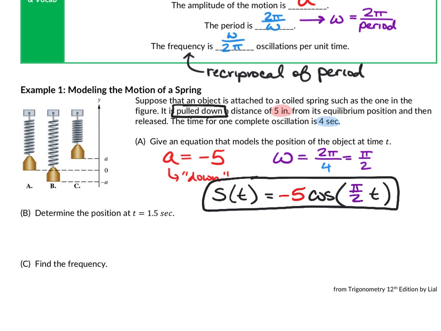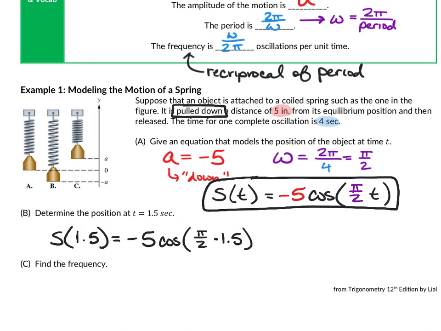Now part B says to determine the position at t equal to 1.5 seconds. So I've let go of it, I'm looking at my stopwatch, and at 1.5 seconds, I want to know its position. Well, t equals 1.5 really just means that I want you to take 1.5 and plug it in for t, which means we are evaluating -5 times the cosine of pi over 2 times 1.5.